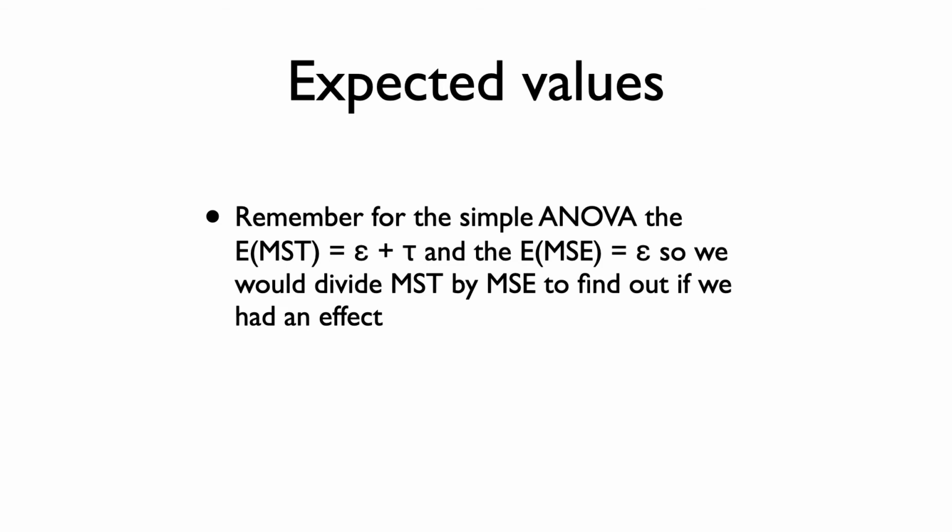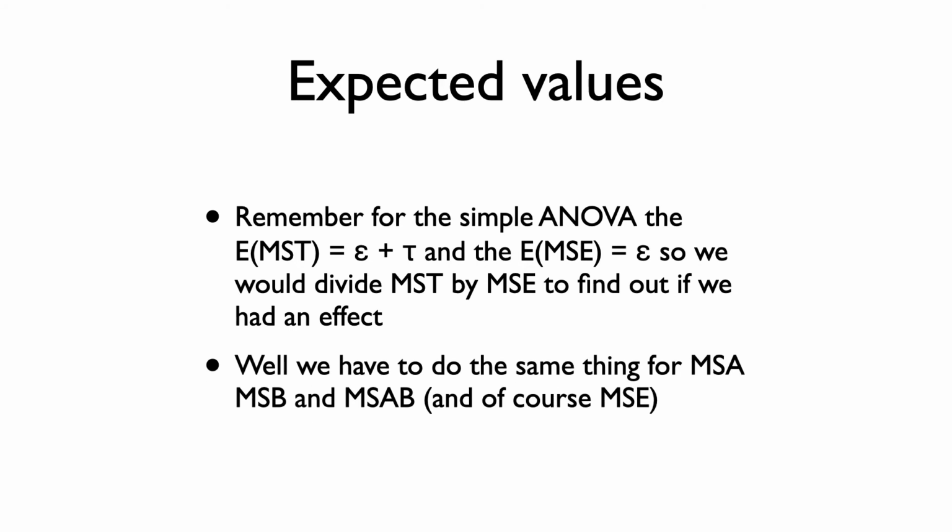Right, the expected values, that's where we left off, right? So if you remember, for the simple ANOVA, the expected value of mean squared treatment is error plus treatment effect. So we would just divide mean squared treatment by mean squared error to find out if we have an effect of the treatment, right?